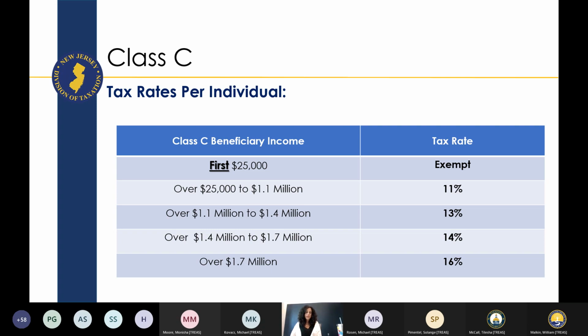So if you look, the first one you see, it says over $25,000 to $1.1 million. That amount is taxed at 11%. That's where the majority of the people fall if they're going to have any tax whatsoever. But if there's an amount that's up to $1.4 million, only the amount between $1.1 and $1.4 million is taxed at 13%. The amount up to $1.1 million will be taxed at 11%. So there would be two different tax rates.